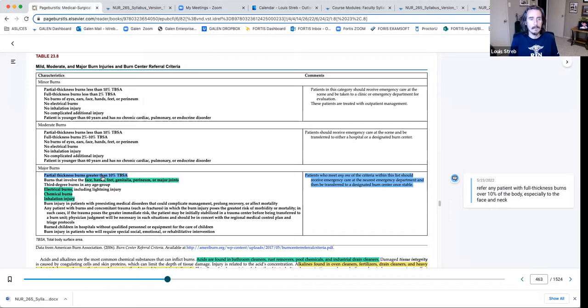If they have it to their feet or their hands or their genitalia or any major joints, why? Because if you lose your hands and feet and your penis, or if you lose your ability to move your hands, you can't walk, you can't function, you can't reproduce. Those are things that we want to save. So we think about life and limb.